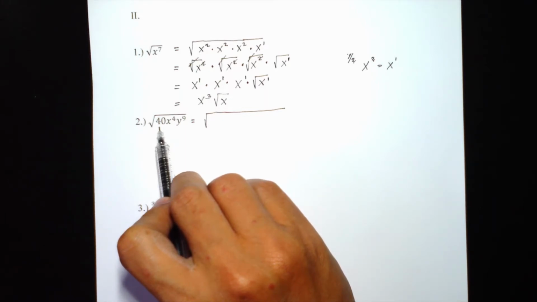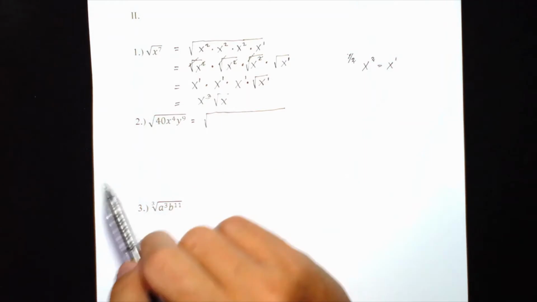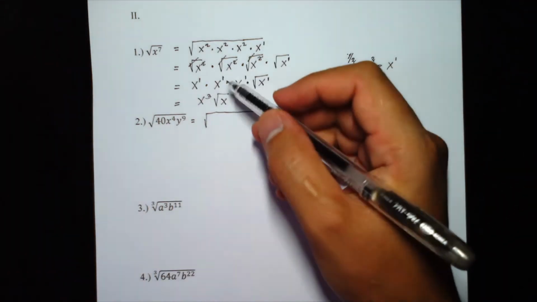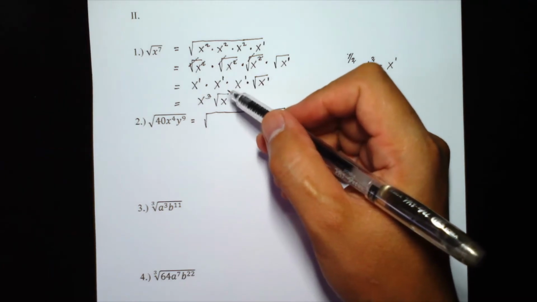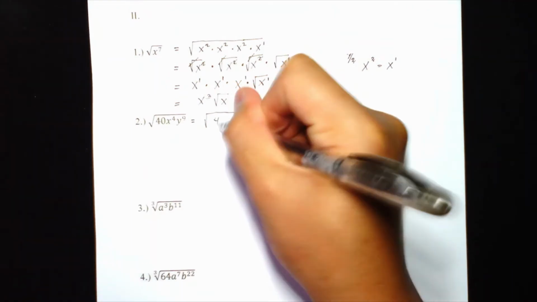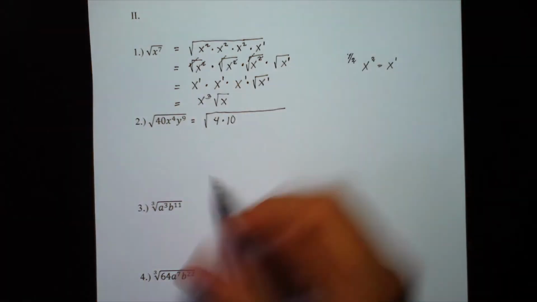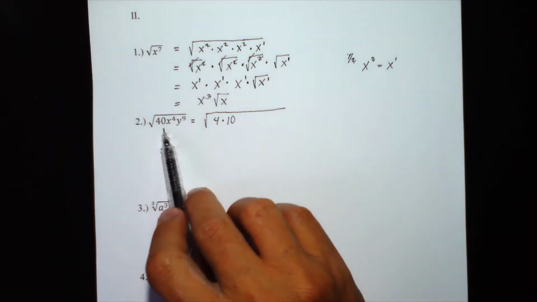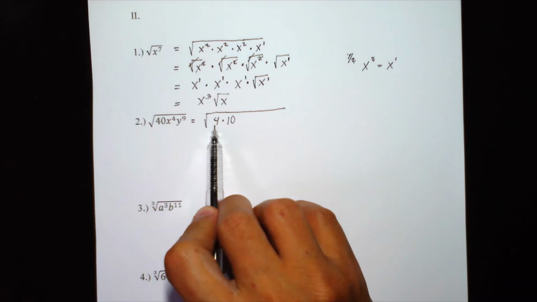And always, just like we did a while ago on the first set that we simplified, think of two numbers where one of the two numbers will be a perfect square. So the factors of 40 are 4 times 10. If you multiply, the result will be 40, and 4 is a perfect square.